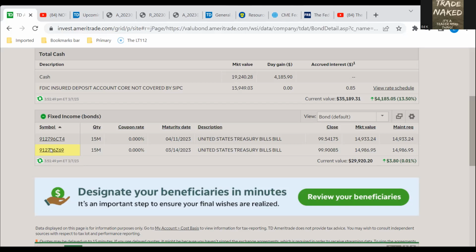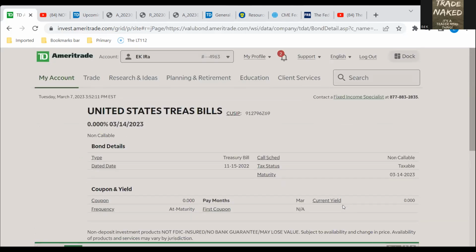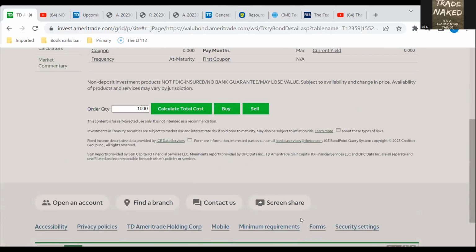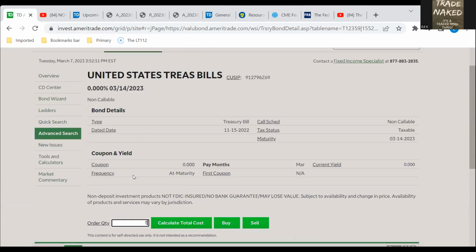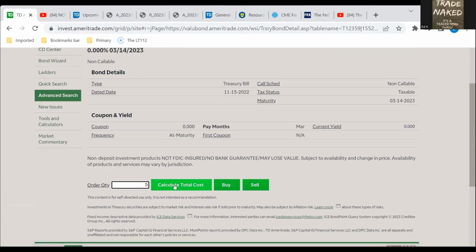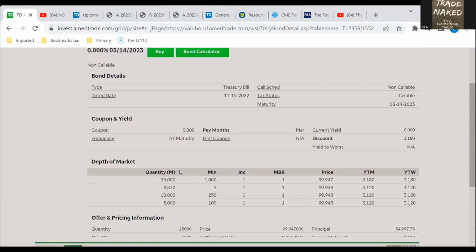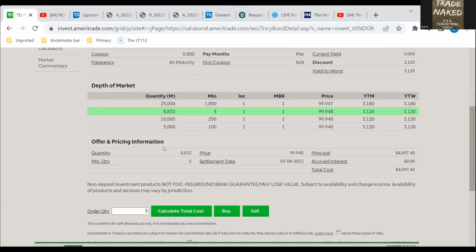Let me execute on how to do this. So you saw where I had 15,000 of it. If I need 5, because that's what they told me, I'm short 2,000. I'm just going to sell 5. You just go in here and remember it's per bond. So I need 5. I just type 5 in here, meaning I want to sell 5 of these 15,000. You calculate total cost. And this is where they tell you basically what you're going to get.